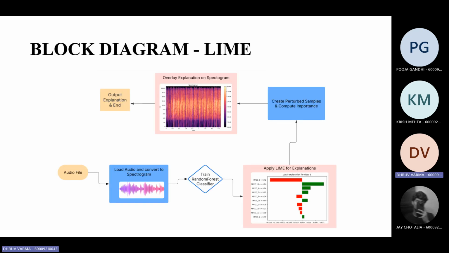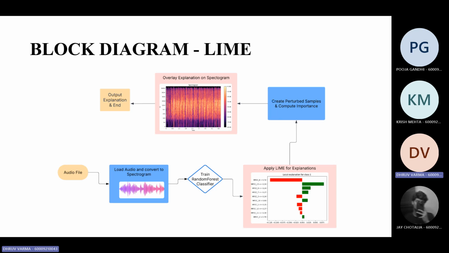Going further, we realized that LRP did not give the level of explainability that we expected. So we moved on to compare it with LIME, which was traditionally used and is still used. This is the framework of that model. We load the audio file and convert it into a spectrogram. Then we use a random forest classifier, train it on a particular dataset, and apply LIME. LIME gives us explanations in the form of MFCCs ranging from 2 to 13.